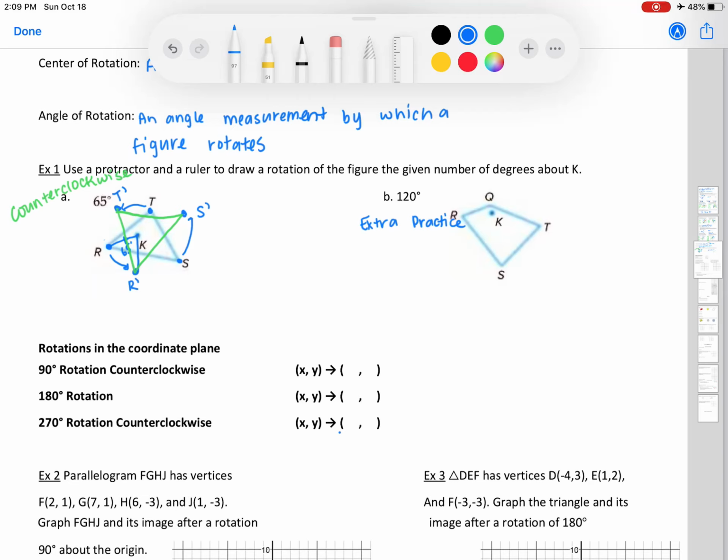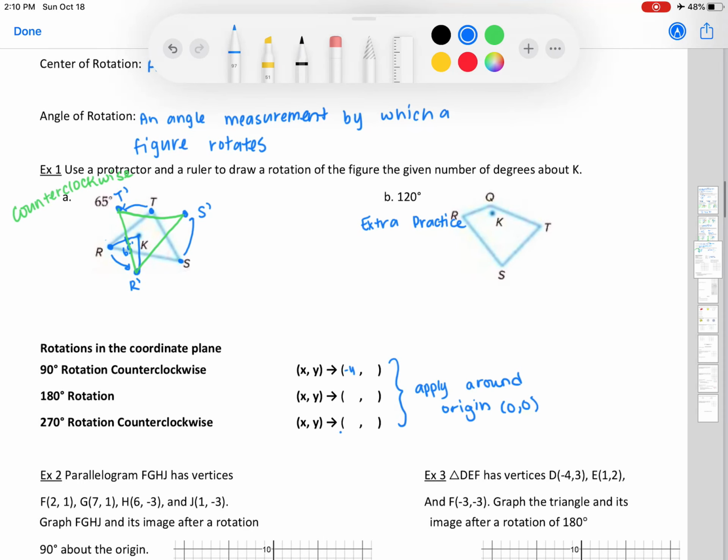So let's focus on rotations in a coordinate plane. So all of these rotations within the coordinate plane only apply when you're rotating around the origin. And the origin on a graph, again, is 0, 0. So these rules specifically apply when I rotate around that origin. So if I'm rotating 90 degrees counterclockwise, your x and your y coordinates switch, and your y switches signs.